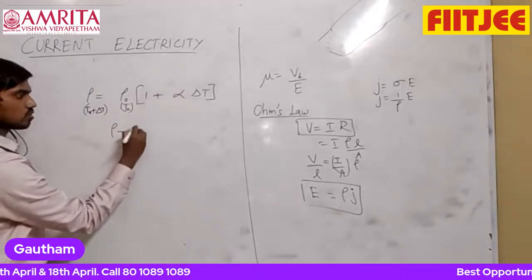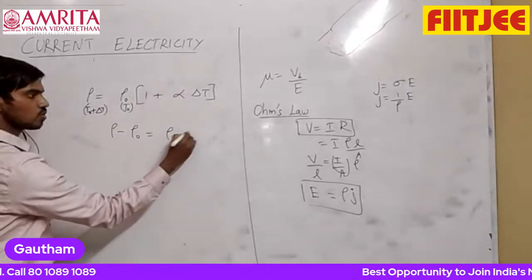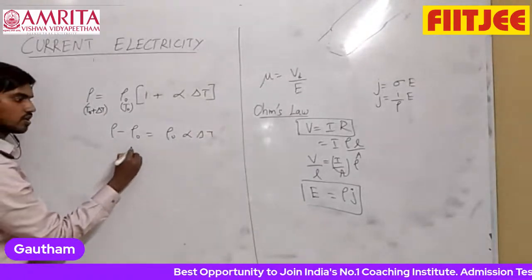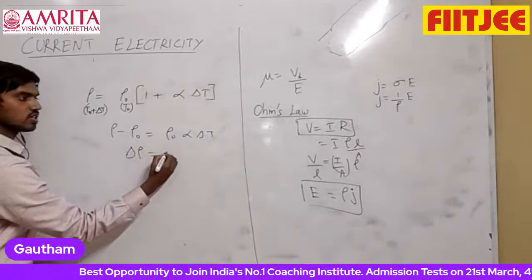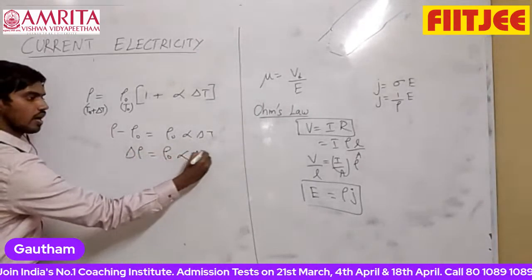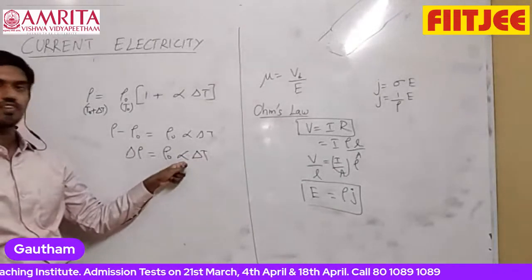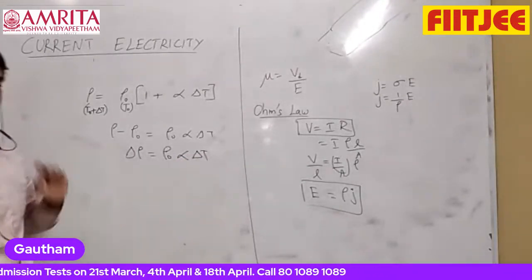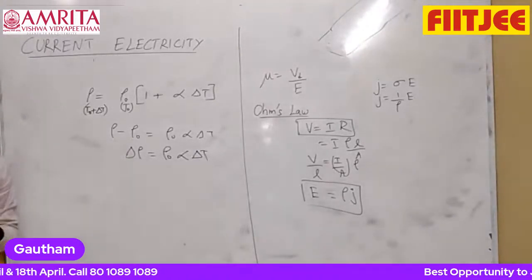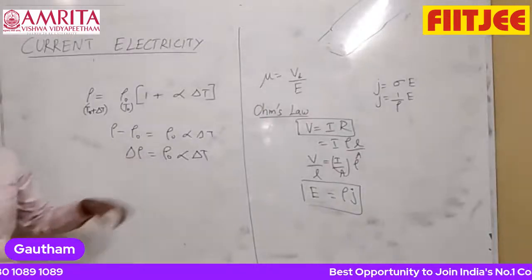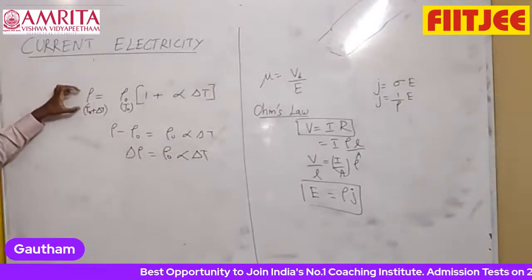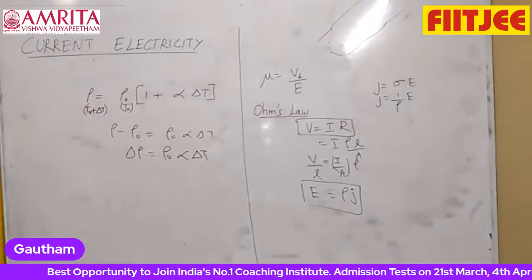Or you can also rearrange this: rho minus rho naught is equal to rho naught alpha delta T. This is final resistivity minus initial resistivity. So change in resistivity depends on initial resistivity, alpha, and change in temperature. Alpha is the temperature coefficient of resistivity. Okay. So for a conductor, as temperature is increasing, alpha will be positive. As temperature is increasing, resistivity is increasing.